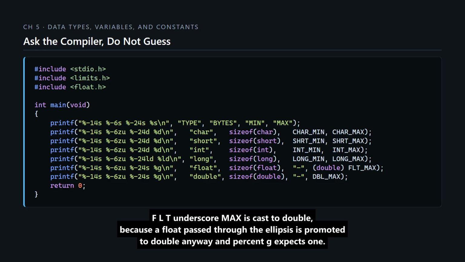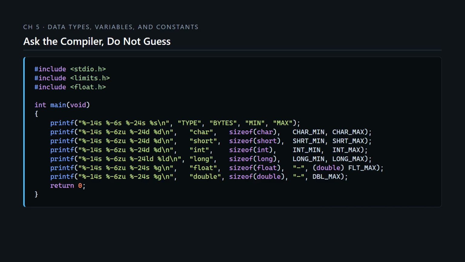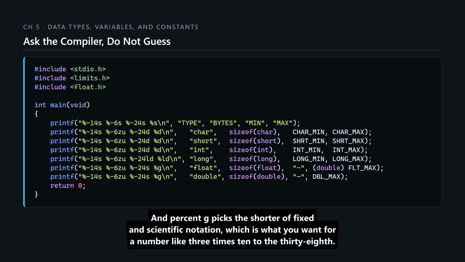FLT_MAX is cast to double because a float passed through the ellipsis is promoted to double anyway, and %g expects one. And %g picks the shorter of fixed and scientific notation, which is what you want for a number like 3 times 10 to the 38th.